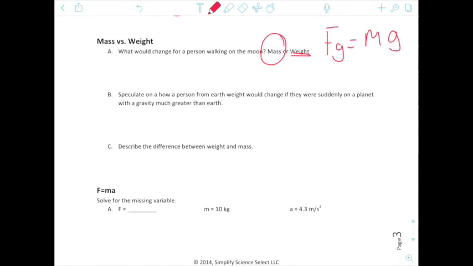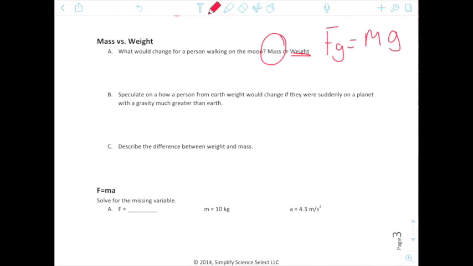So we just put G for gravity. So when gravity changes, your mass stays the same. Well, your force due to gravity, your weight, is going to change. So if we're on the moon, it has less gravity than the Earth, and so therefore your weight would be less. Your mass would still be the same though.